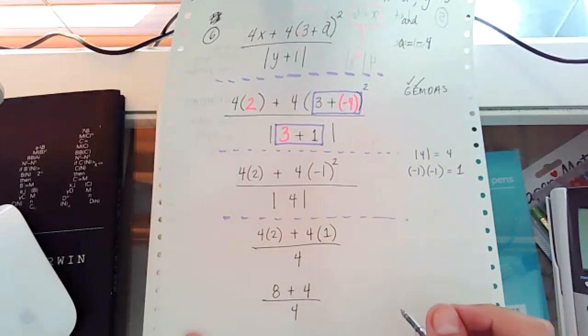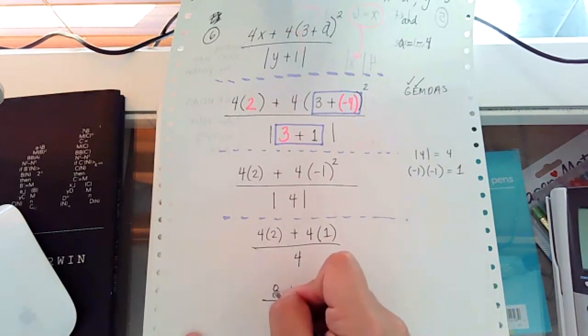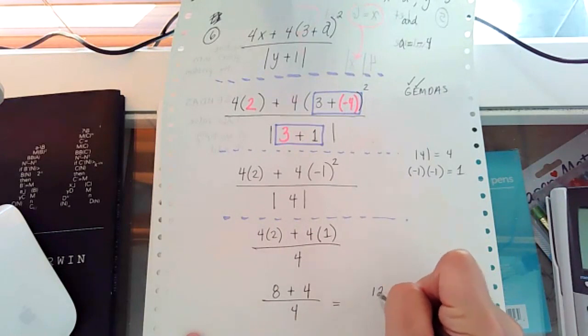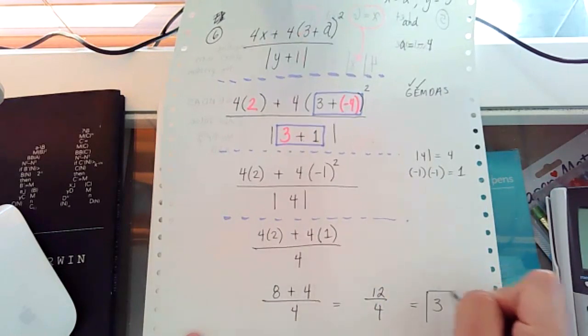which would be 12 over 4, which is equal to 3.